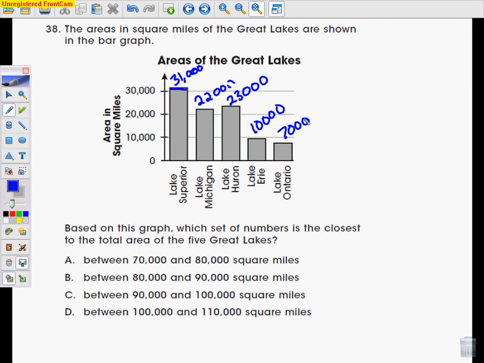Okay, so let's go ahead and add those all up. So 31,000 plus 22,000 plus 23,000 plus 10,000 plus 7,000. And I got a total of 93,000. So let's look at our choices. Based on this graph, which set of numbers is the closest to the total area of the 5 Great Lakes? Did we get between 70 and 80,000? No. Did we get between 80 and 90,000? No. Did we get between 90,000 and 100,000? Yes, we did. Okay, so our answer for number 38 is C.